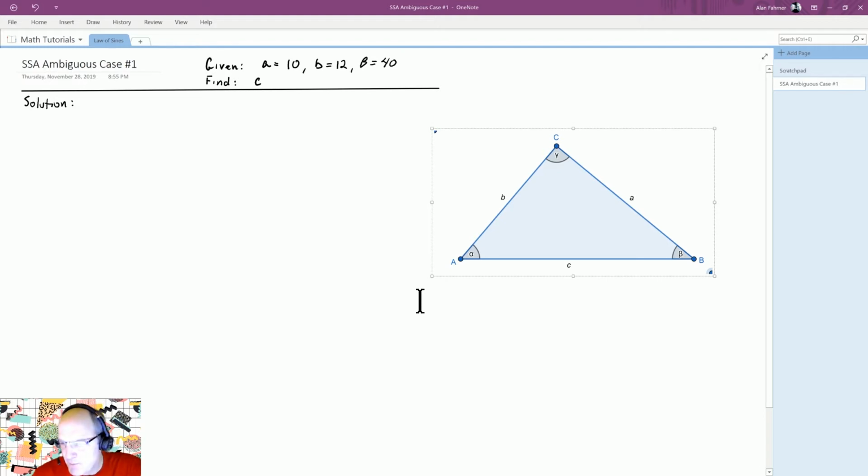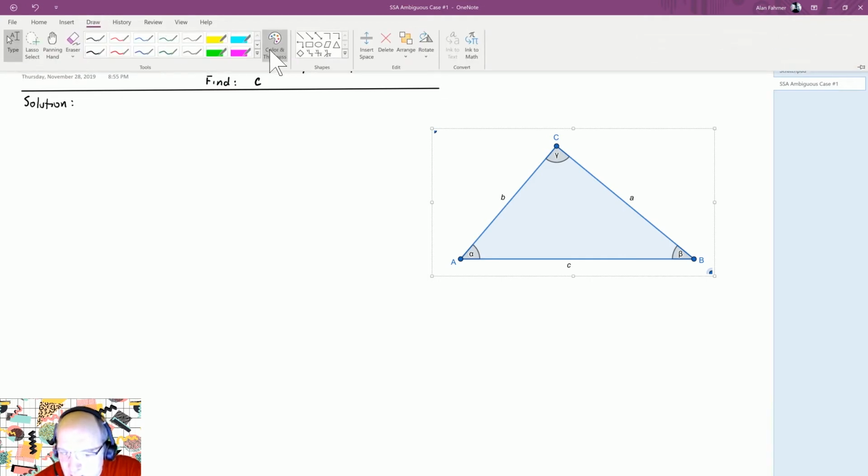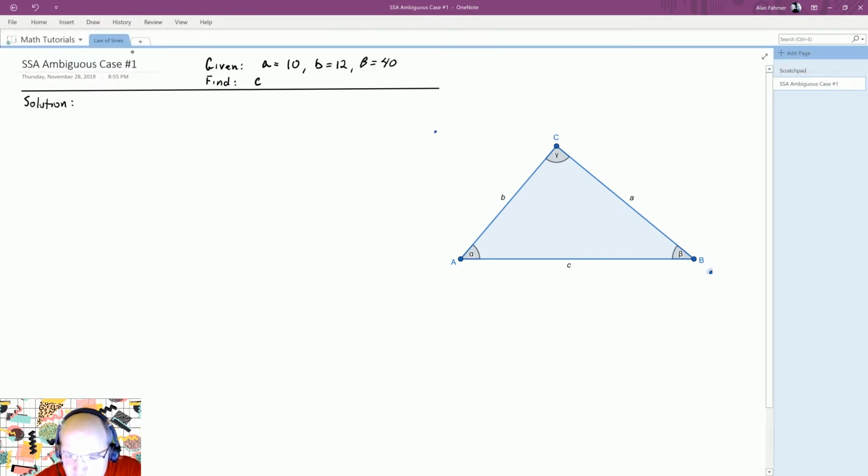You say to yourself, what do I know? Right now, I know for a fact that a is equal to 10. I know that b is equal to 12. And I know that the angle beta is 40 degrees. So the first step, again, is always to put your information down and draw it down.